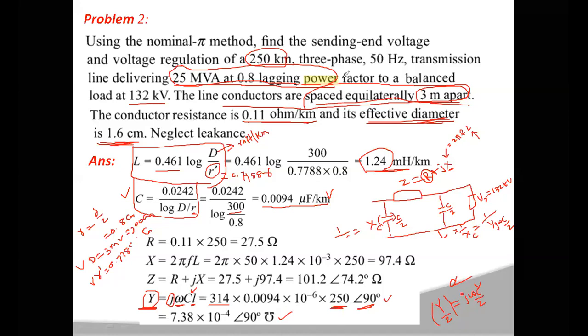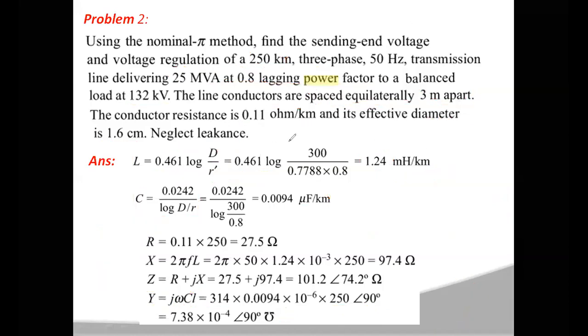Is it clear how you can calculate the parameters? First inductance, capacitance, and the resistance values. After calculating all the values, you can find out the sending end voltage and voltage regulation.